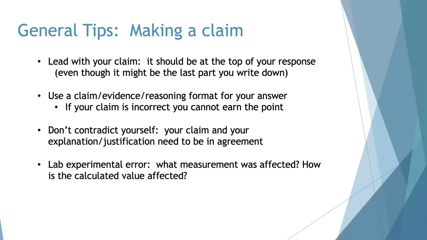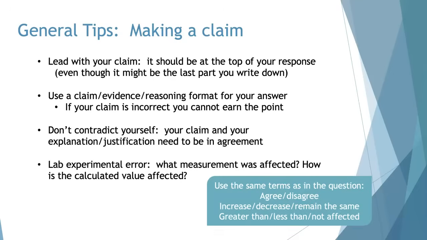Another question type that we see that really falls into this making a claim category are questions involving lab experimental error. You want to talk about what measurement was affected in these cases and how that would change, say, the calculated value. You do want to make sure when you're making a claim that you're using the same terms that were in the question. Did the question ask you to agree or disagree? Did it ask if the value would increase, decrease, remain the same? Does it say that the answer would be greater than a certain thing, less than, or not affected? Make sure that you're using that same phrasing.